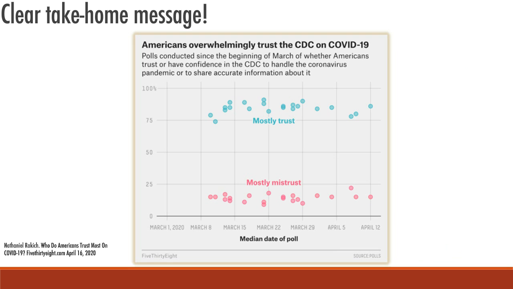Here's another example of a graph with a clear take-home message. This was posted recently on 538.com, and this is graphing data from different polls that were conducted between March and April, asking Americans whether or not they trust the CDC on COVID-19. You can see that they mostly do trust the CDC. About 80 to 90% of Americans say they trust the CDC versus about 10 to 20% who say that they distrust the CDC.